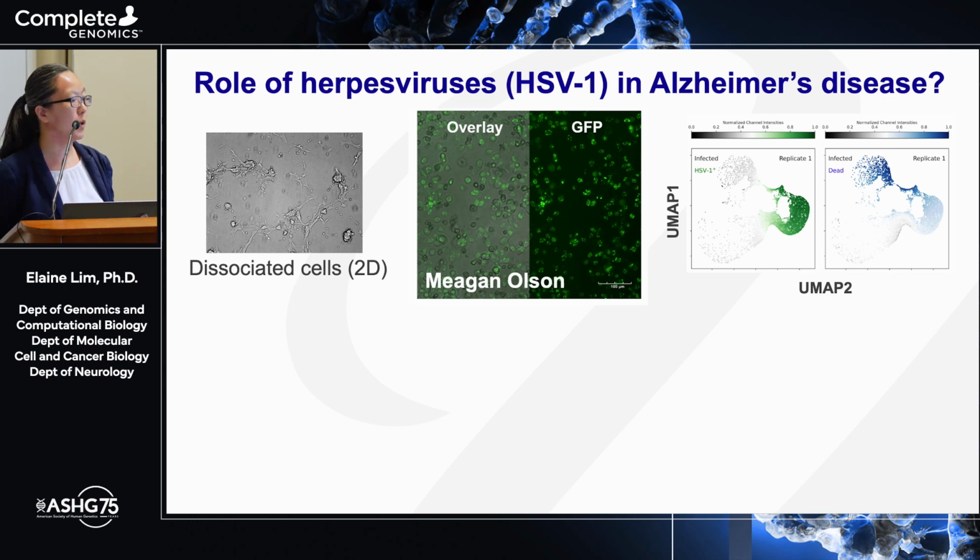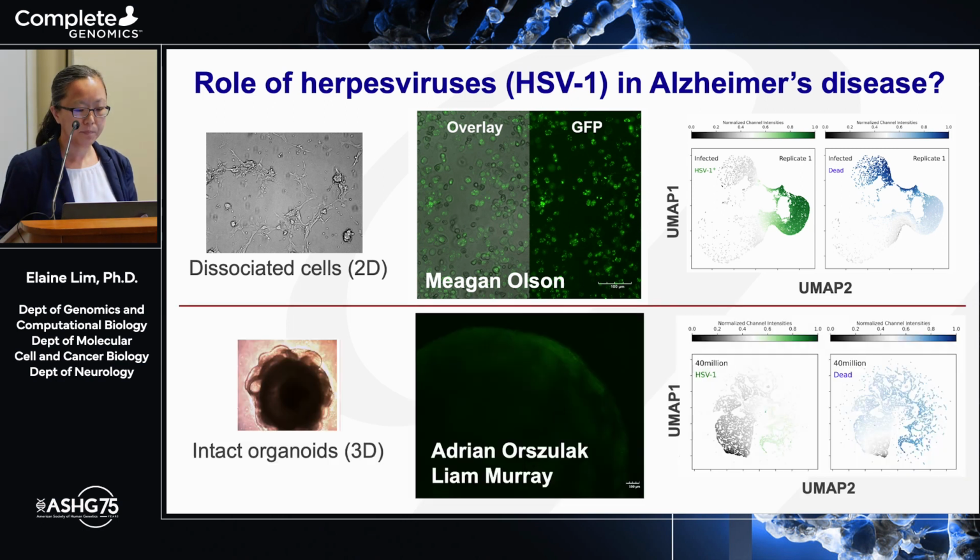So in our initial work, when we looked at viral infections of HSV1, one of the herpes viruses, in these 2D dissociated organoid cells, we found that we got very good infections. In fact, you can see the microscope image, the virus has a GFP tag, and we ran flow cytometry on these infected cells, and typically we observe something like 30% to 80% of cells were infected by these viruses when in a 2D state.